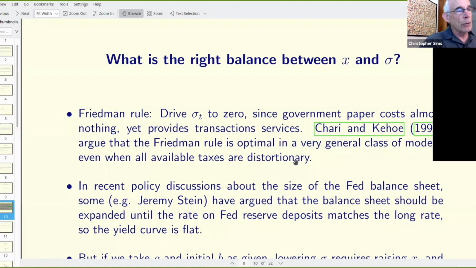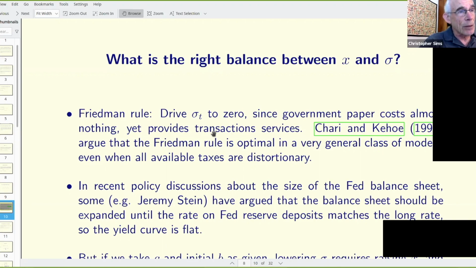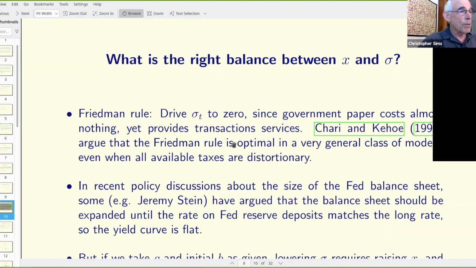the Friedman Rule, which was based, when Friedman put it forward, on the idea that money provides transaction services. The Friedman Rule is that you should drive sigma_T to 0, since government paper costs almost nothing to produce, yet is providing a service that people value. Chari and Kehoe have a paper that argues that the Friedman Rule is optimal in a very general class of models, even when all available taxes are distortionary.